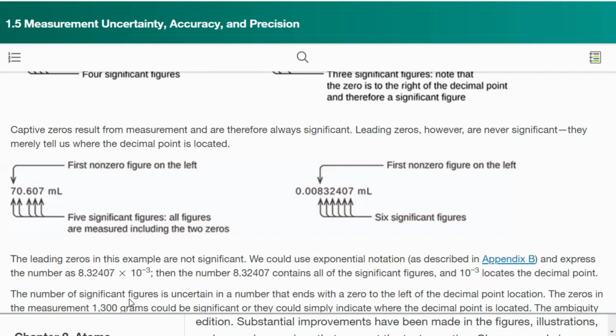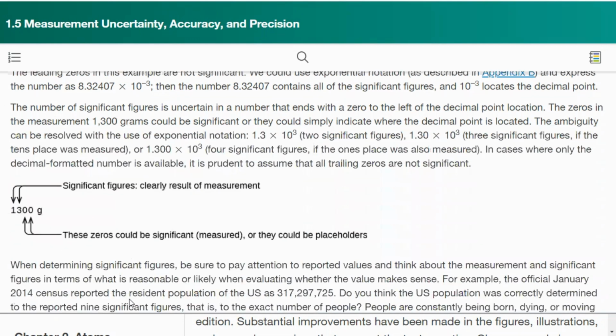The number of significant, okay, this is the exception here, and I'd like to point it out. That's what I was alluding to. There's this kind of exception. The number of significant figures is uncertain in a number that ends with a 0 to the left of the decimal point location. The zeros in the measurement of 1,300 grams could be significant, or they could simply indicate where the decimal point is located.